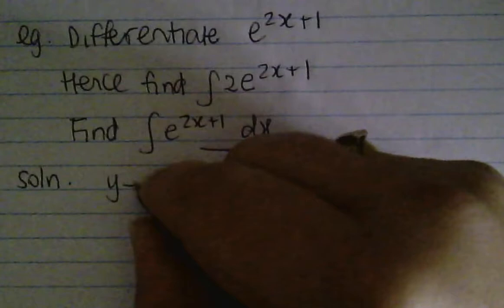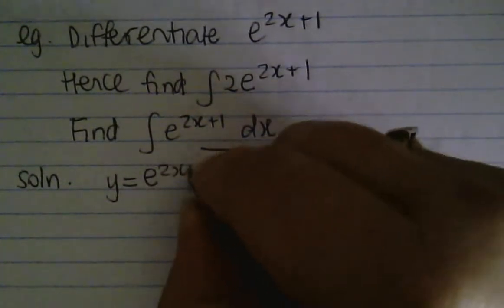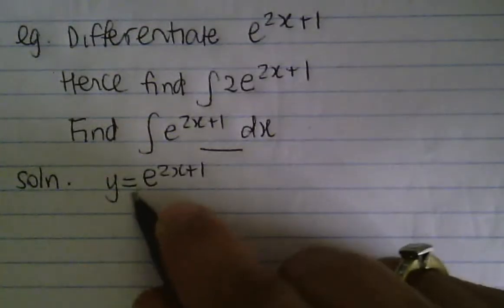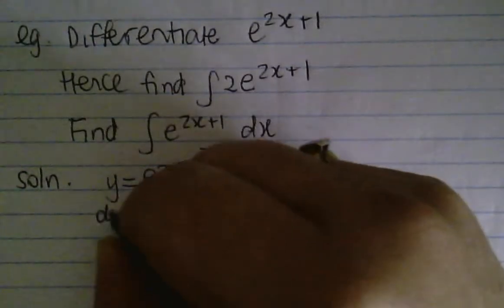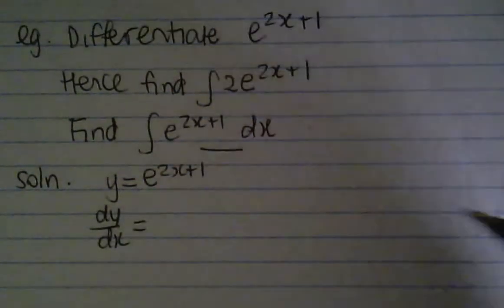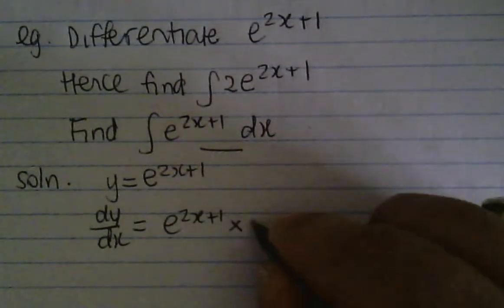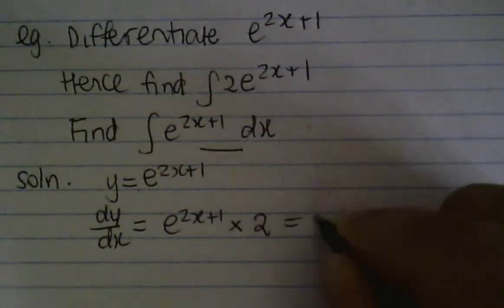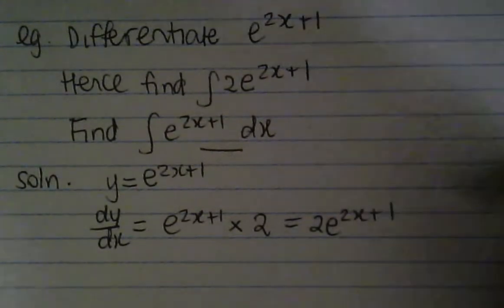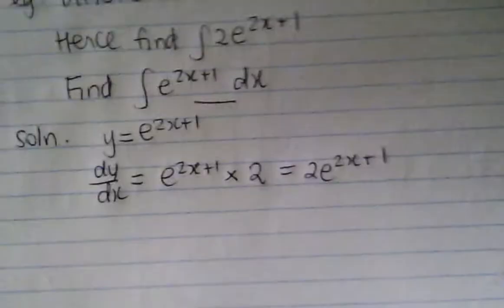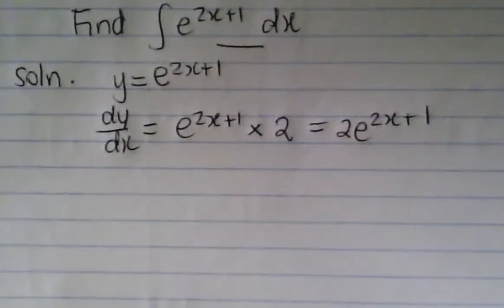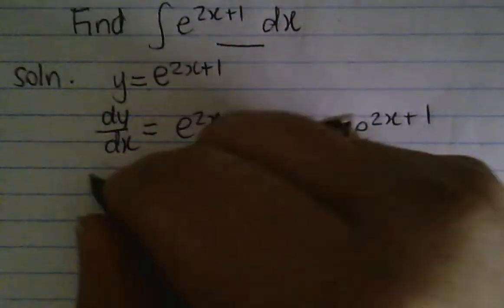So that's my example. Here's my solution. If I've got y equals e to the 2x plus 1, then dy dx equals what? We write it out times the derivative of that, which is 2, which is 2e to the 2x plus 1. Do we get that? So if y equals e to the 2x plus 1, then the derivative is 2e to the 2x plus 1.